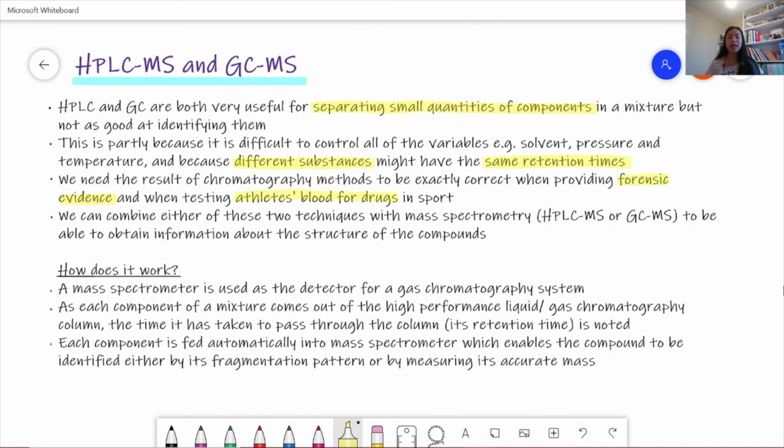And we can combine either of these two techniques with mass spectrometry. So we have high performance liquid chromatography mass spectrometry or gas chromatography mass spectrometry. And we do this in order to obtain information about the structure of the compounds. And how it works is that a mass spectrometer is used as the detector for a gas chromatography system or a high performance liquid chromatography system.